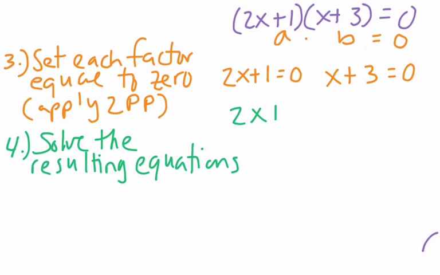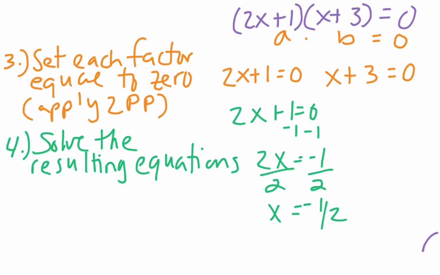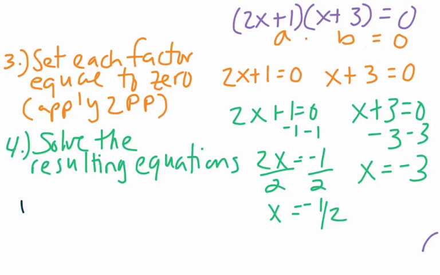2x plus 1 equals 0, so subtract 1 from both sides. 2x equals -1, divide both sides by 2, and x is equal to -1/2. And this one, x plus 3 equals 0, subtract 3 from both sides, and x is equal to -3. And that's it.